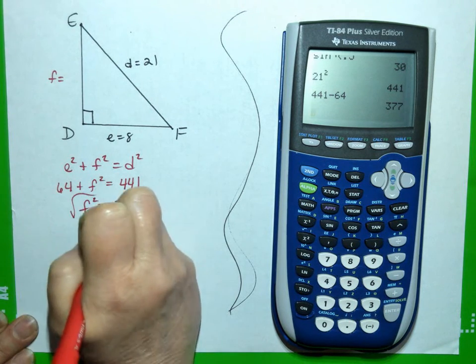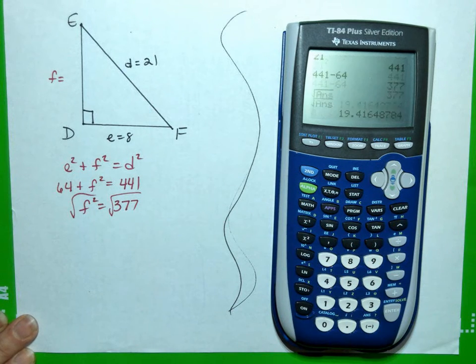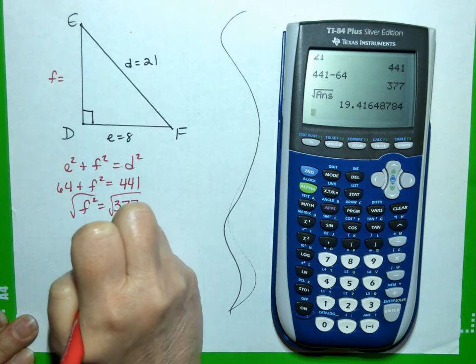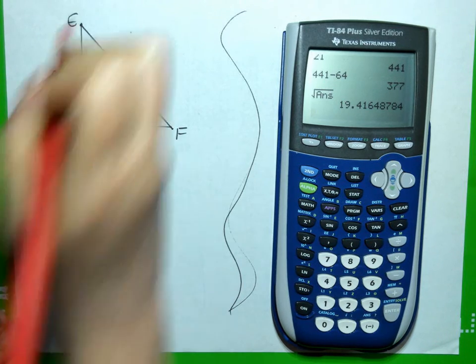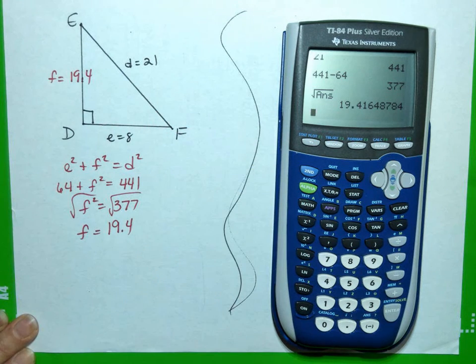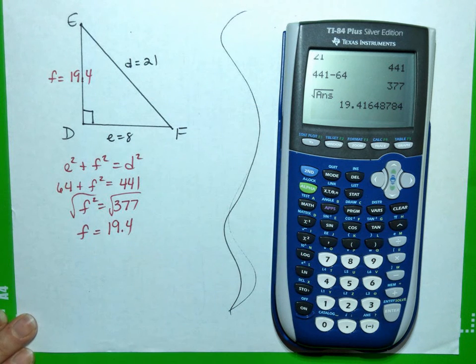I take the square root of both sides. I get F, again rounding to the nearest tenth, 19.4. It's rounded, therefore it's out of my realm of possibilities now for my calculation. So I can only use D and E. So I need to find either angle E or angle F. I don't care which you use, but I'm going to use F just to do something different.